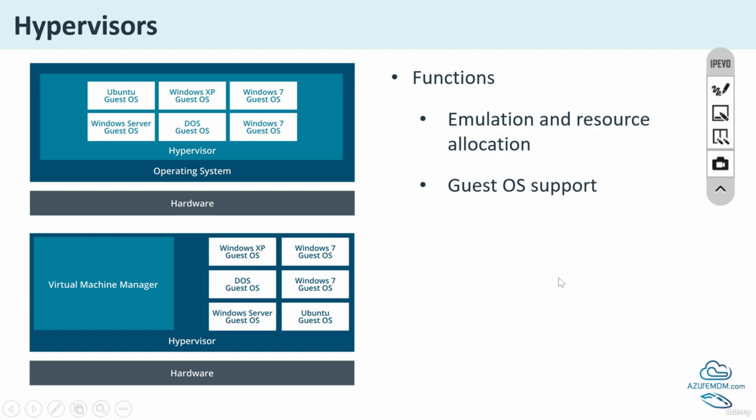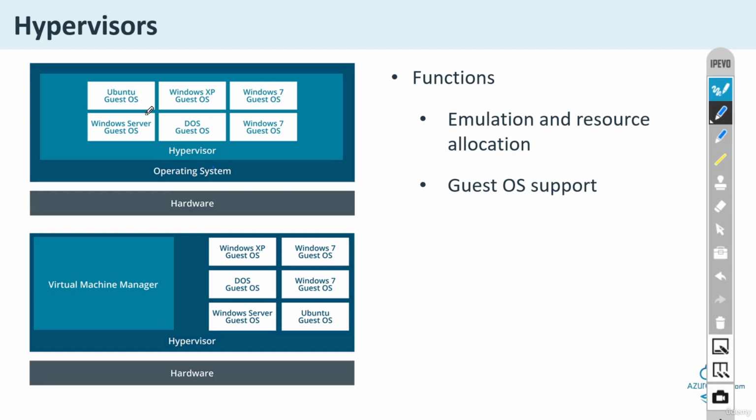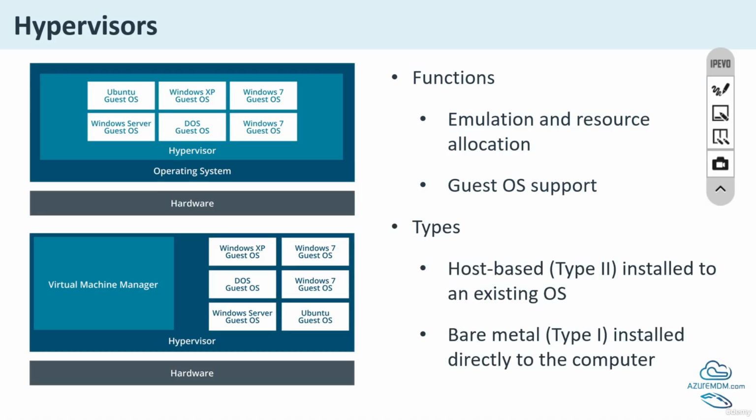You can see in the diagram, in the operating system, Windows Server guest operating system, DOS guest operating system, Windows 7 guest operating system. But in the Virtual Machine Manager, you can see Windows Server guest operating systems, Ubuntu guest operating systems, similarly Windows XP guest operating system, etc. There are different types: host-based type 2, installed on an existing operating system, and bare metal type 1, that is installed directly on the computer.